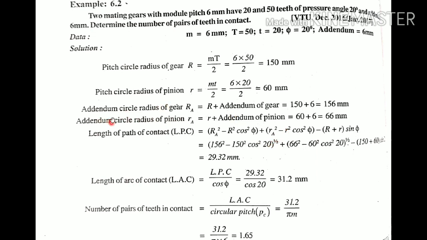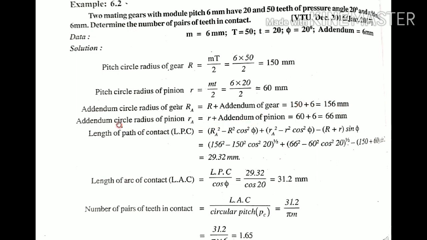So let's find that first. Addendum circle of the gear RA is equal to capital R plus addendum of the gear. What is capital R? I don't know that, I need to find it. Capital R means pitch circle radius. So pitch circle radius R is equal to, we know, M capital T divided by 2. M we know, T is 50, divided by 2. If you do it, you'll get 150 mm. Therefore, we can find the addendum circle of the gear is R plus addendum. Addendum is already given as 6. Therefore, you'll get 156 mm.